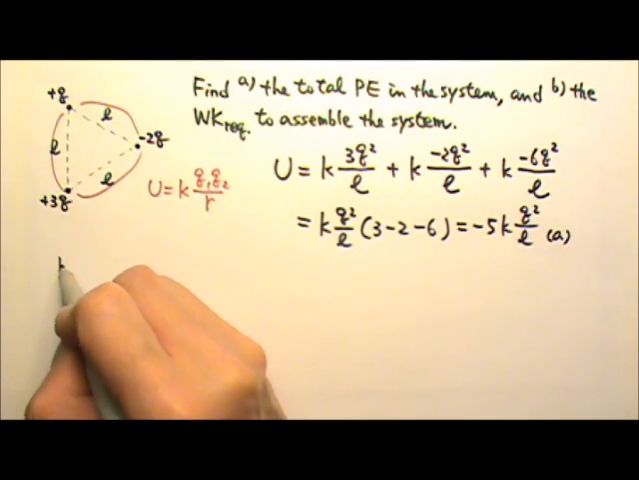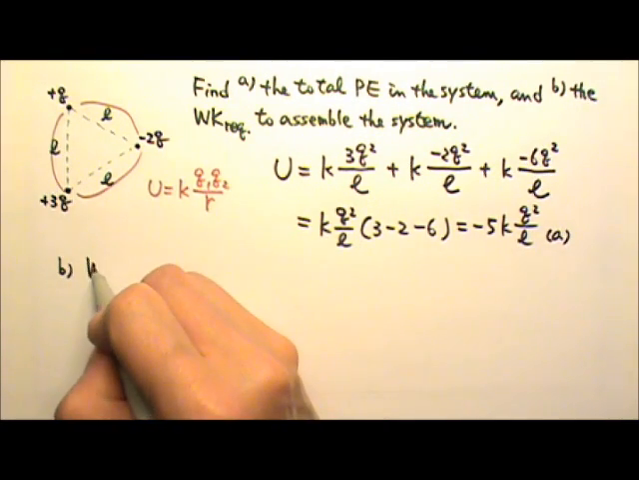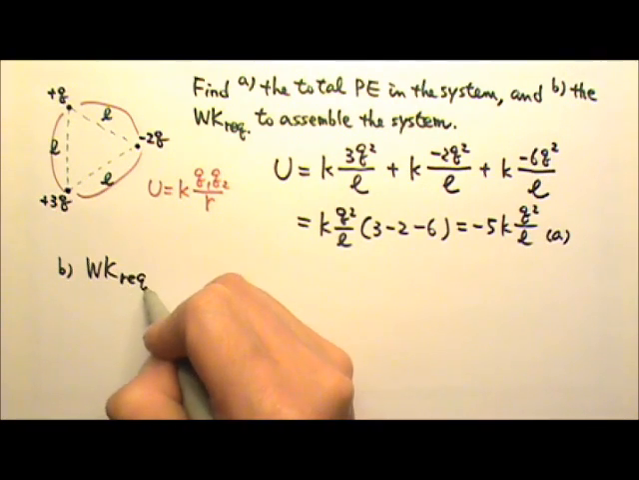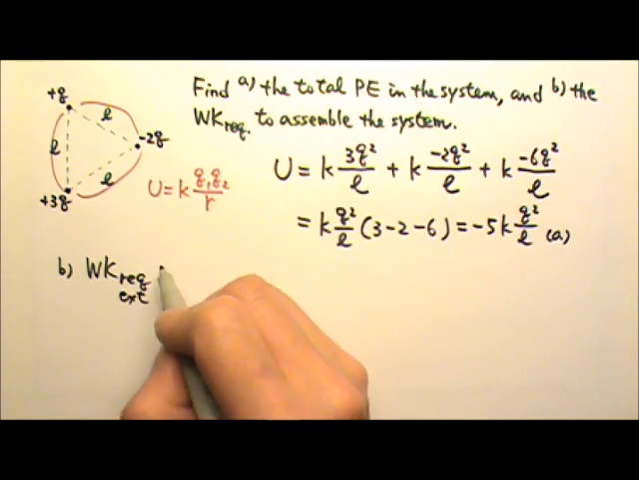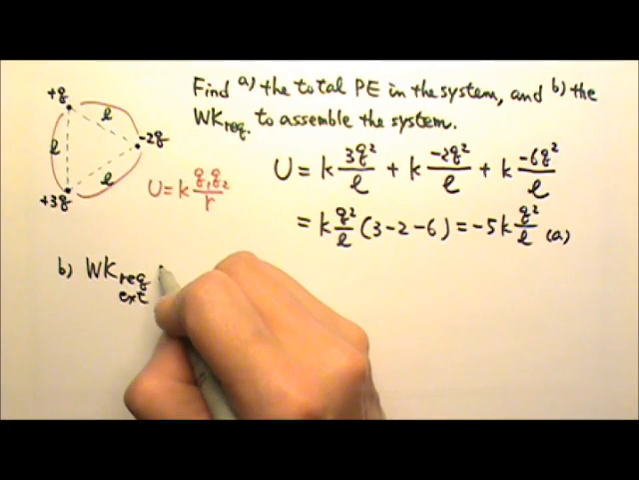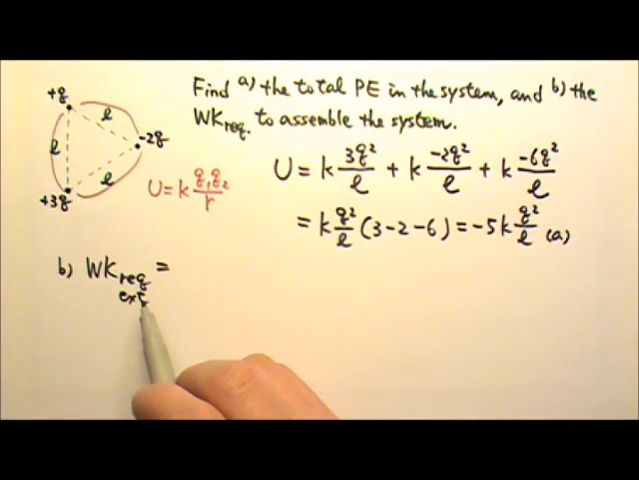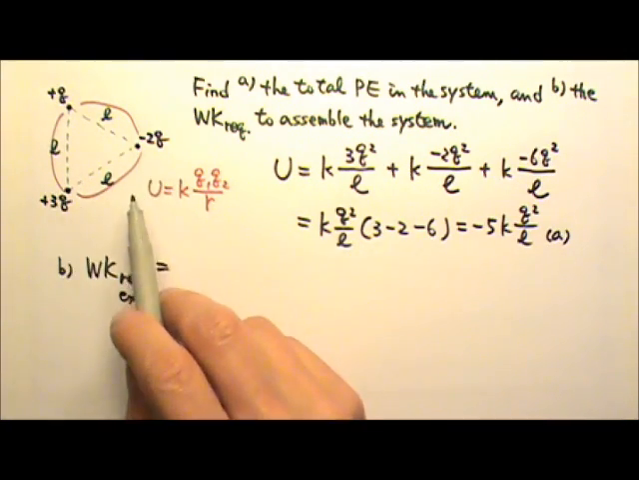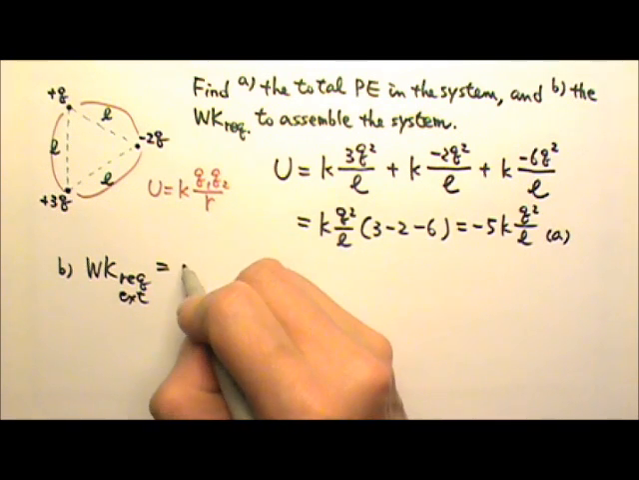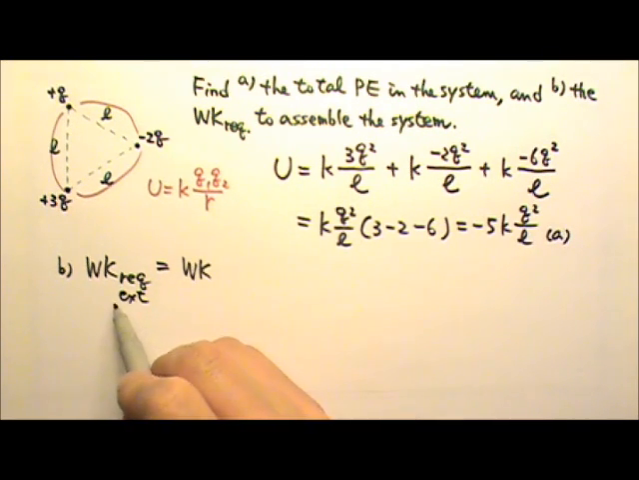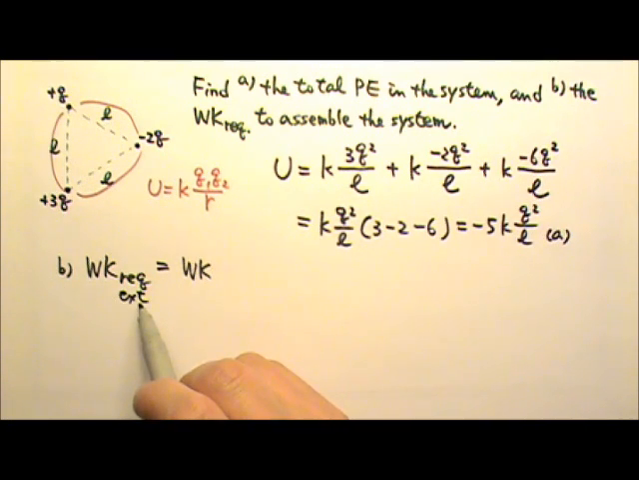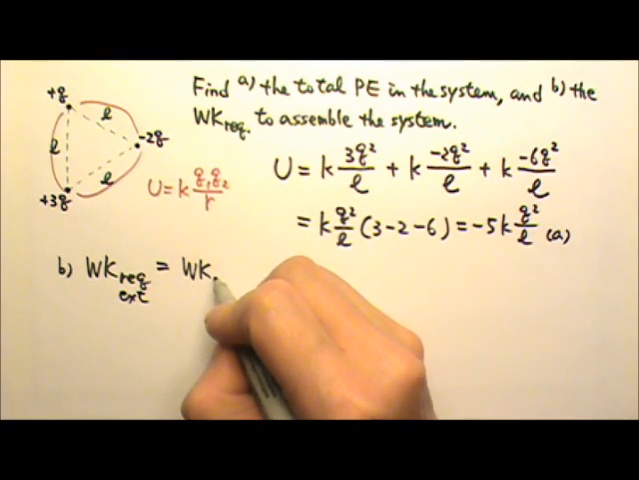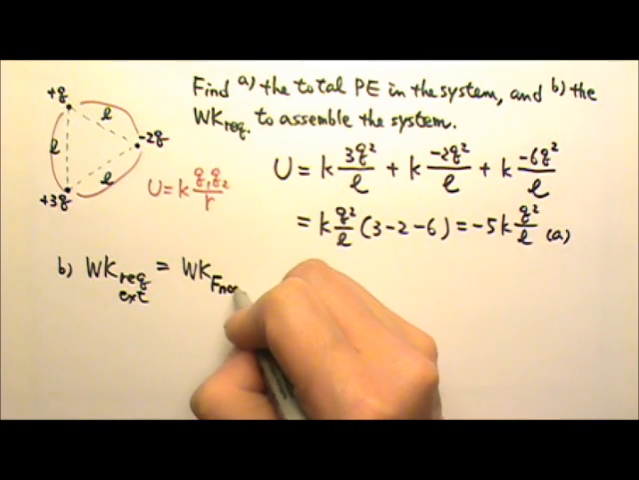Then in part B, we want to find the work required by an external agent to move the charges to assemble the system. Since we're moving the charges inside an electric field, a conservative field, the only non-conservative force is the force from the external agent. So the work done by the external agent is the work done by the non-conservative force.